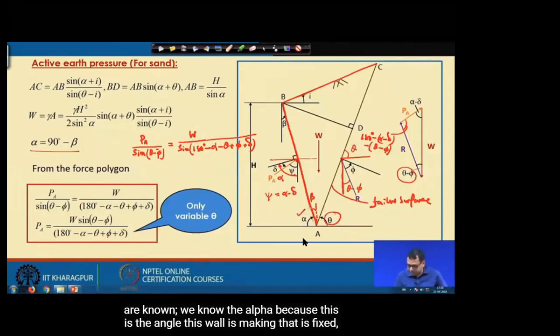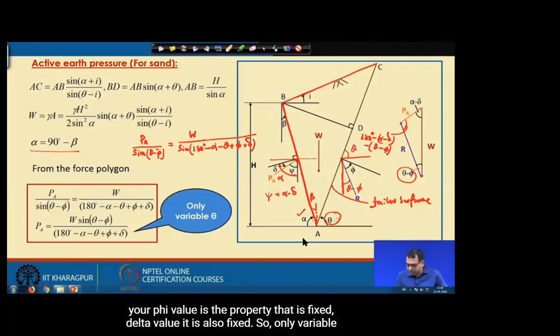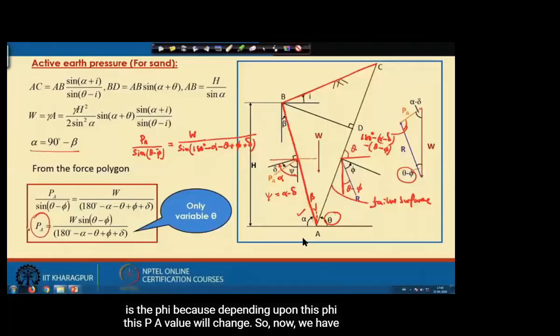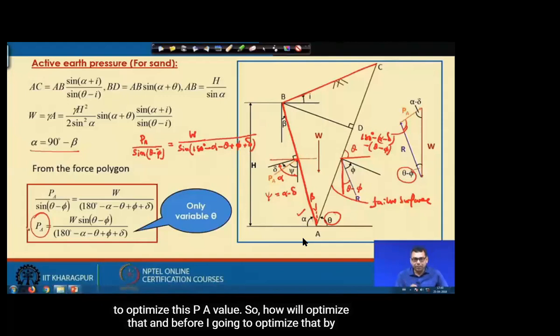We know the alpha because this is the angle this wall is making, that is fixed. Your phi value is the property, that is fixed. Delta value is also fixed. So, the only variable is theta, because depending upon this theta, this PA value will change. So, now we have to optimize this PA value. How will we optimize that?